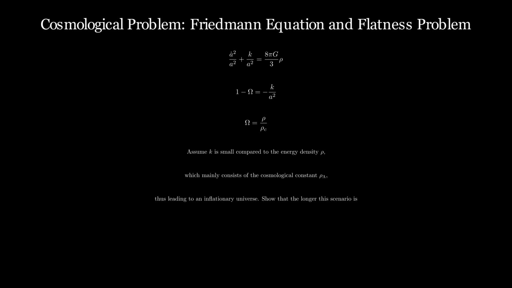Now, let's assume that the curvature term is small when compared to the energy density, which predominantly consists of the cosmological constant. This scenario leads to an inflationary universe. Our task is to show that the longer this inflationary period stretches out, the closer Ω gets to 1. In part B, we need to break down the flatness problem in words and elaborate on how it is resolved by inflation. This problem is fascinating because it touches on fundamental questions about the universe's structure and evolution.